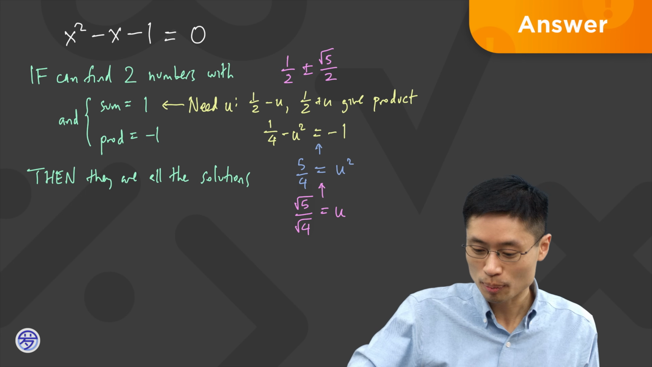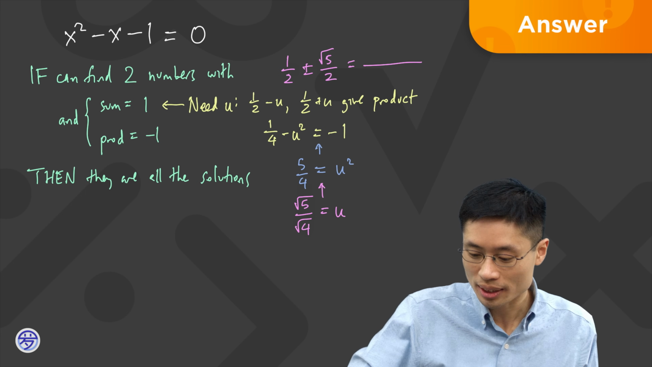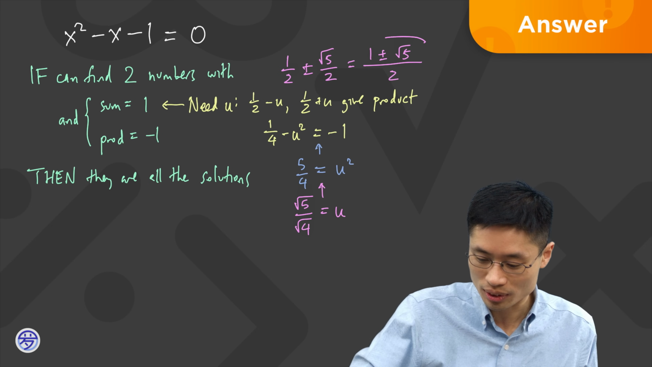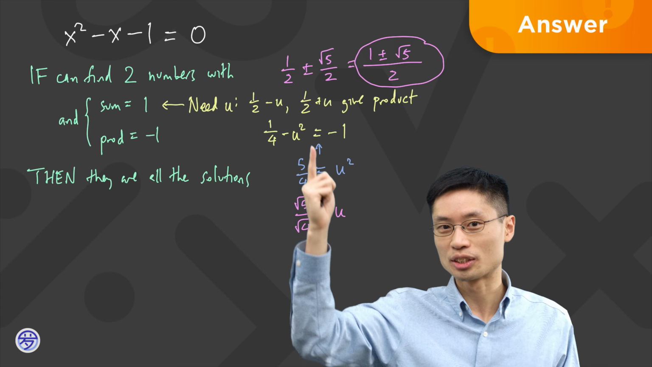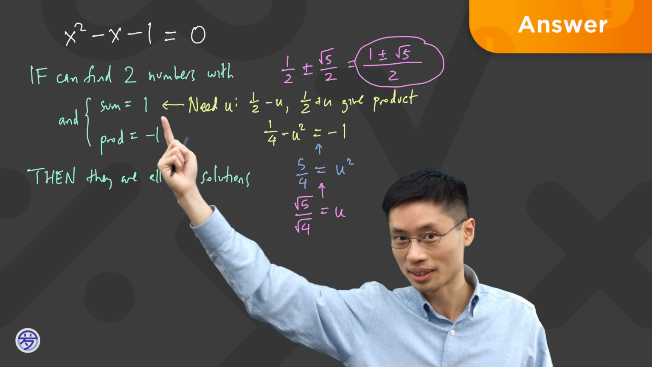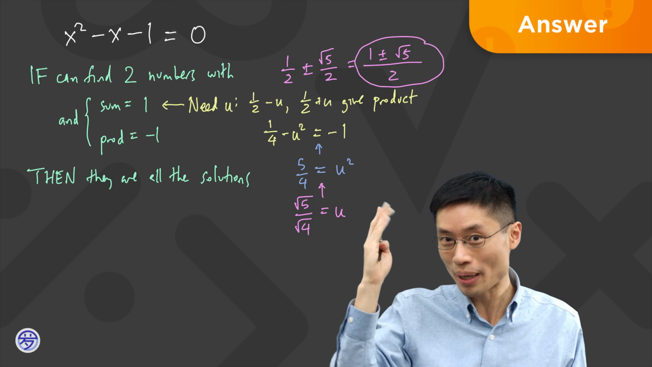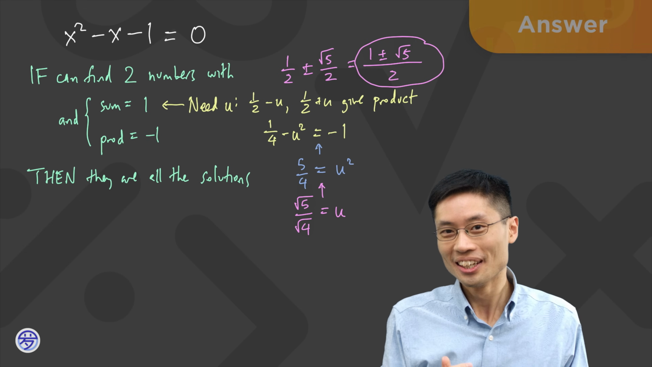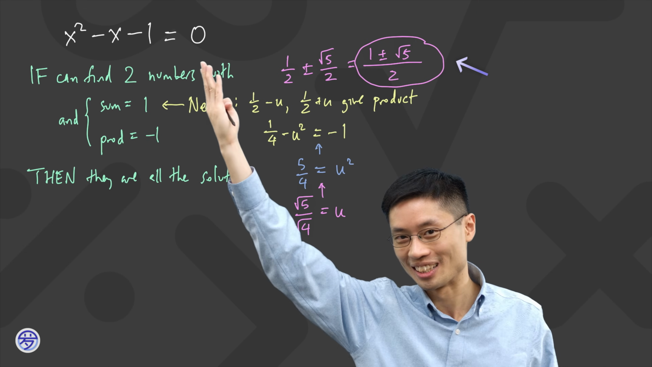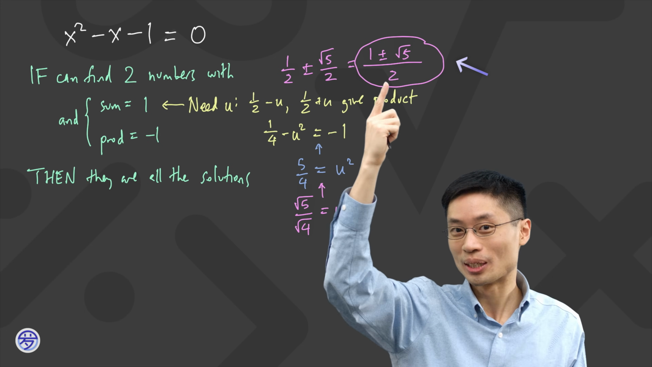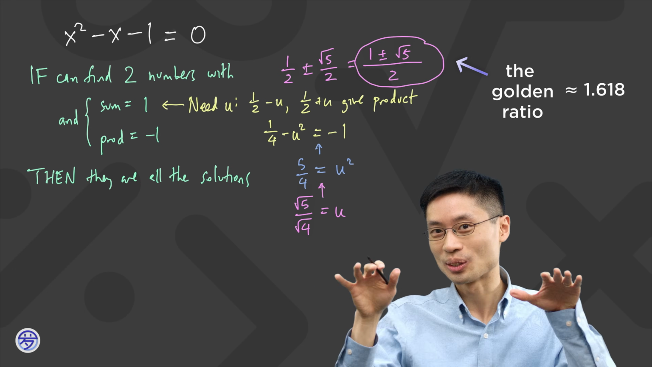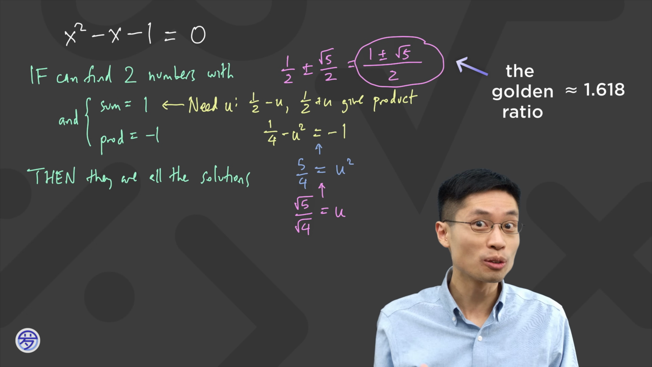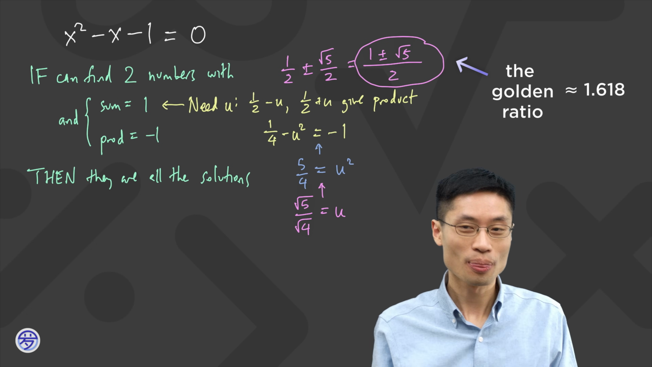Actually, oftentimes people will collect it over a common denominator and write 1 plus or minus the root 5 all over 2. And again, since I got u to exist, all of this logic flows. I'm able to get two numbers with a sum of 1 and a product of minus 1. Bam! And those are the solutions. Actually, this is a fun equation. If you like math, one of these solutions is what's called the golden ratio, which is the ratio of the length to the width of the most beautiful rectangle in the world.